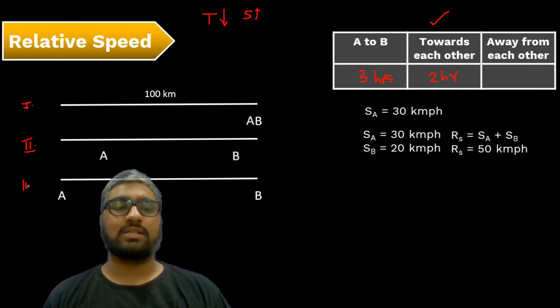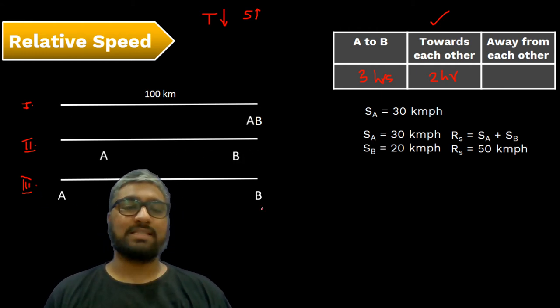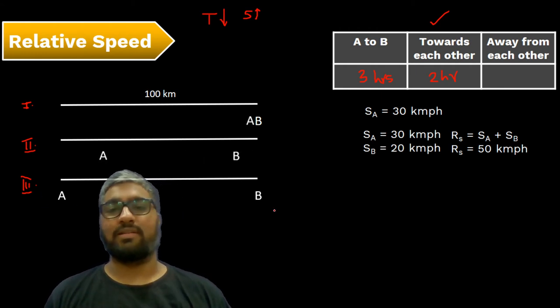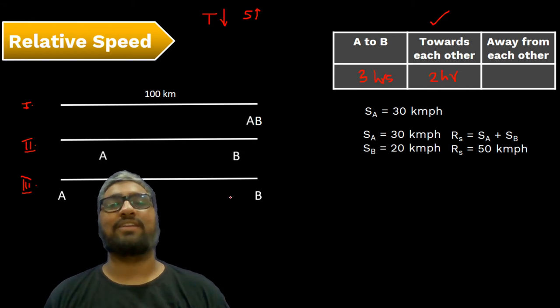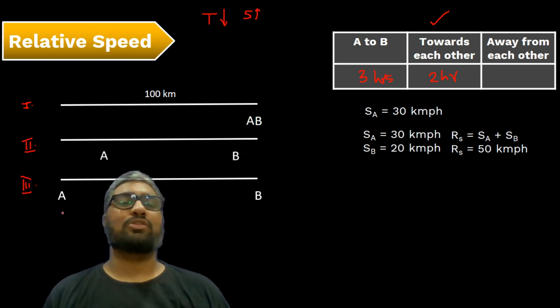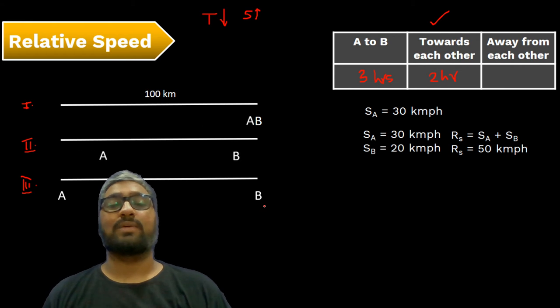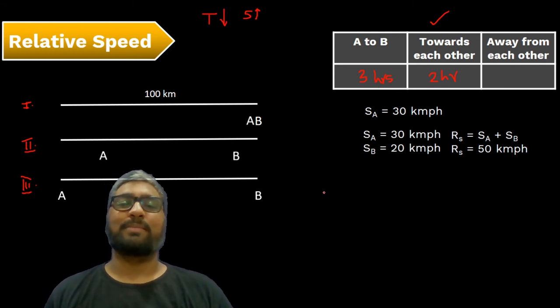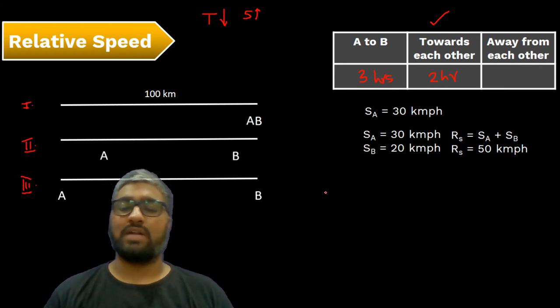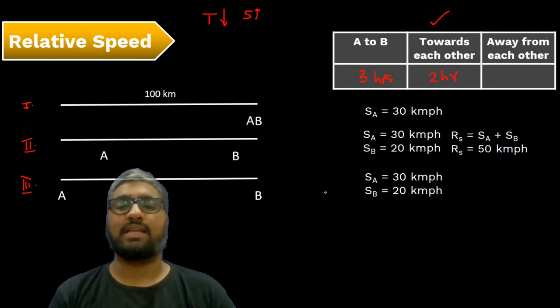The third scenario is what? A wants to meet B, but B does not want to meet A. You know, this happens a lot of times, when you know how introverts run away from extroverts. So just assume A is an extrovert and B is an introvert and B does not want to meet A. In that case, what would happen if their speeds are still the same, 30 and 20?